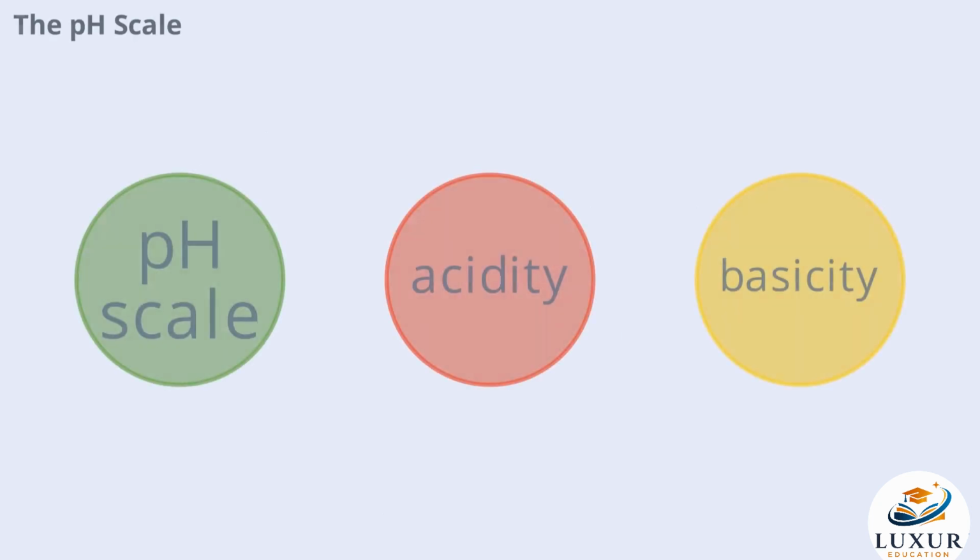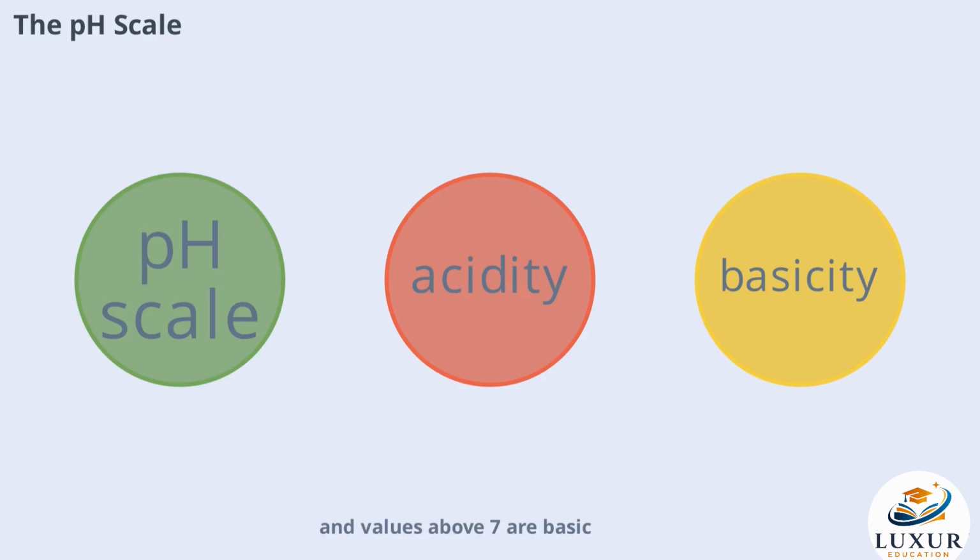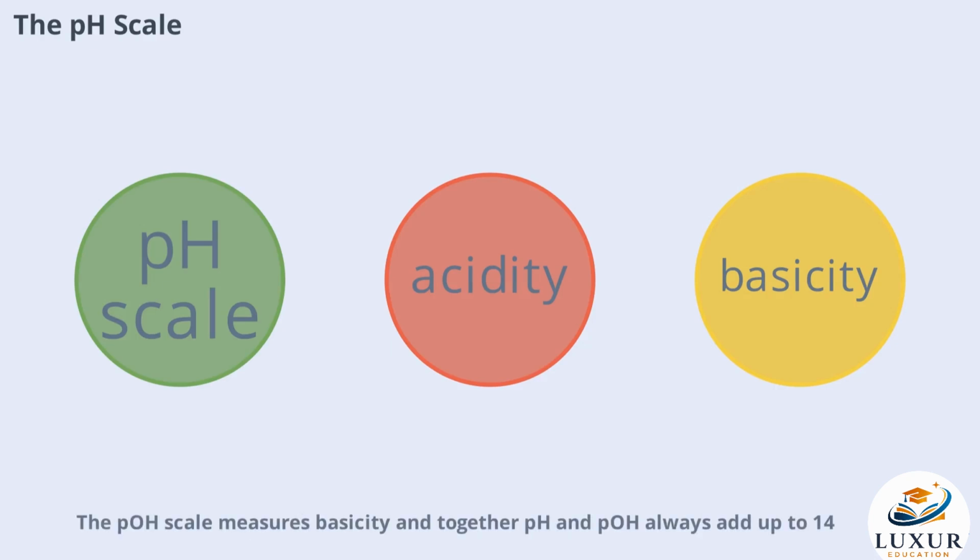The pH scale measures how acidic or basic a solution is. It's based on the negative logarithm of the hydronium ion concentration. Pure water has a pH of 7, which is neutral. Values below 7 are acidic and values above 7 are basic. Each step on the scale represents a tenfold change in acidity. The pOH scale measures basicity, and together, pH and pOH always add up to 14.